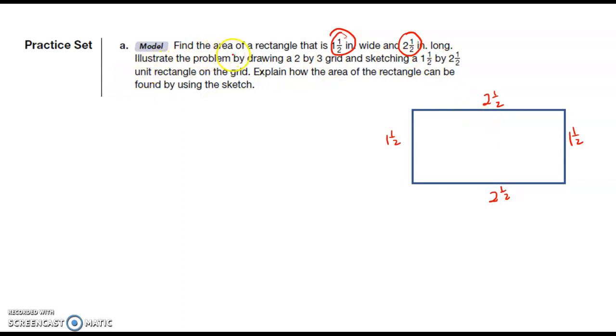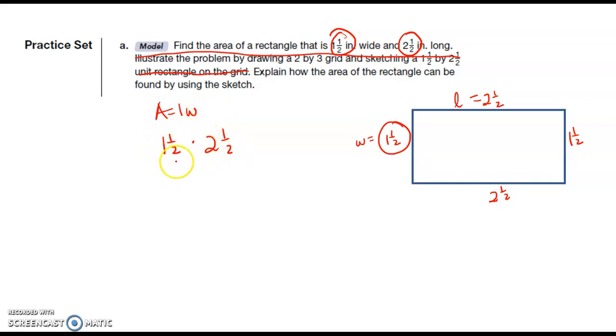It says illustrate the problem by drawing a 2 by 3 grid and sketching that. No, I've already drawn it. And then it says explain how the area of a rectangle can be used finding a sketch. Well, we know that the area of a rectangle is length times width, so I'm going to multiply my width times my length. So I have 1.5 times 2.5.